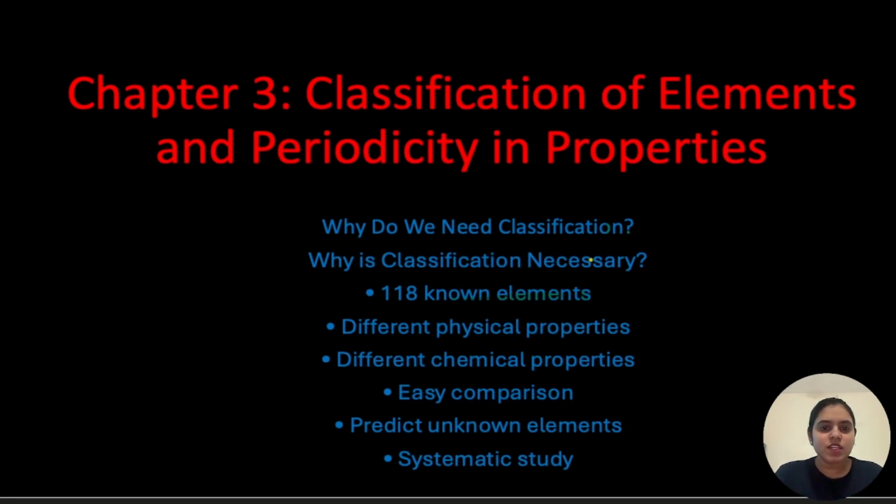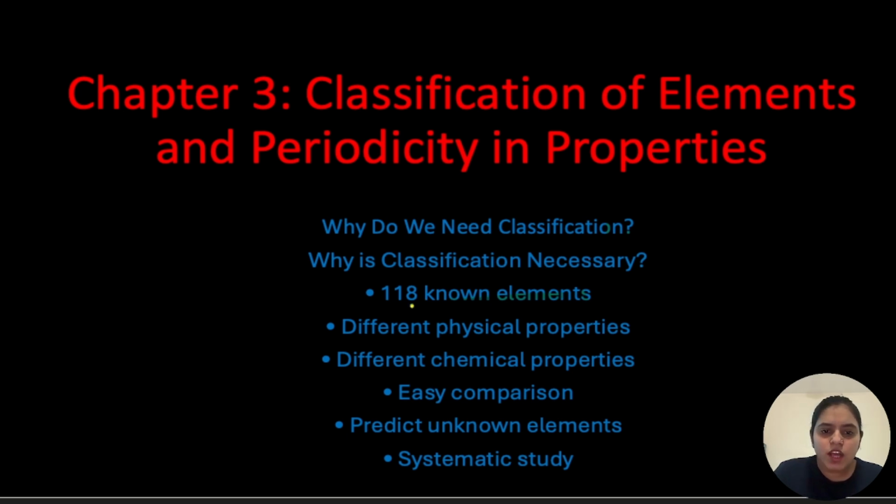This is chapter 3, classification of elements and periodicity in properties. Now let's begin our chapter with a simple question. Why do we need to classify elements? Imagine I write the names of 180 elements randomly.